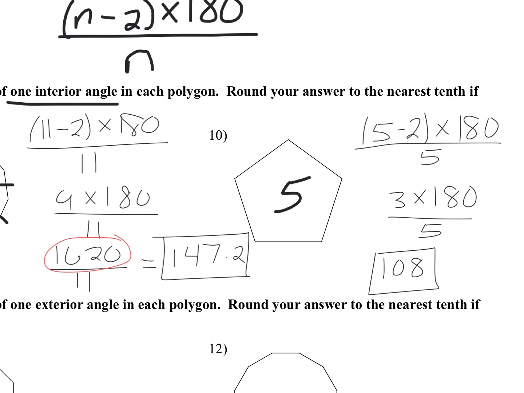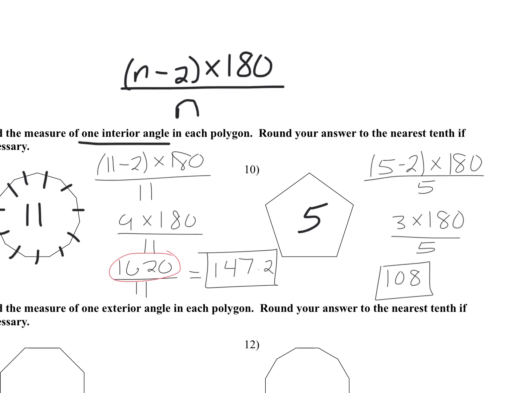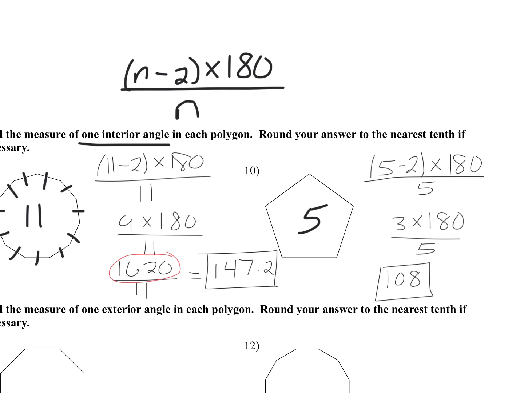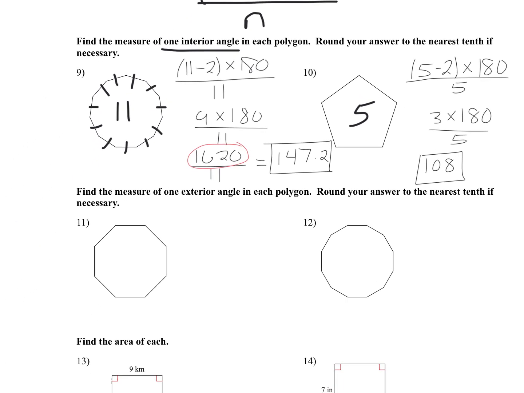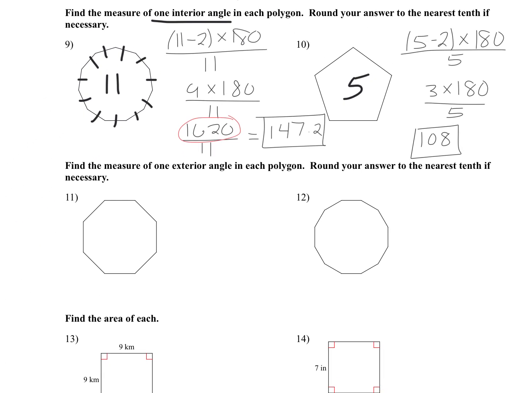Everyone got that formula written down? Yeah? Okay. Questions on interior angles before we move to exterior? Okay. Directions on 11 and 12. What is it looking for? One exterior. What do we know about exterior angles?